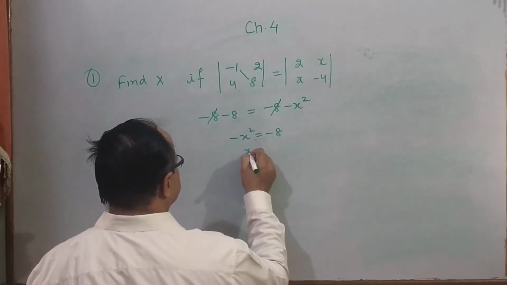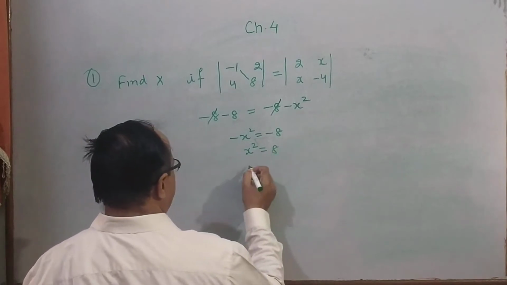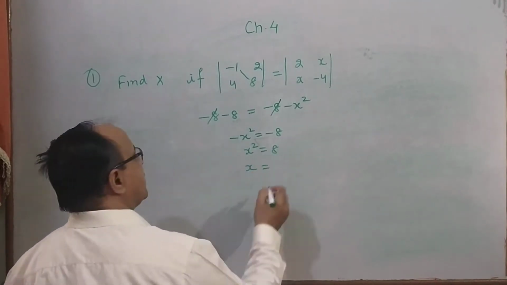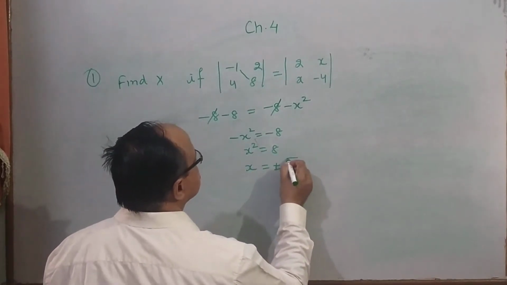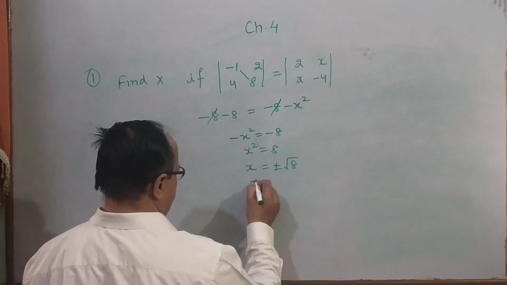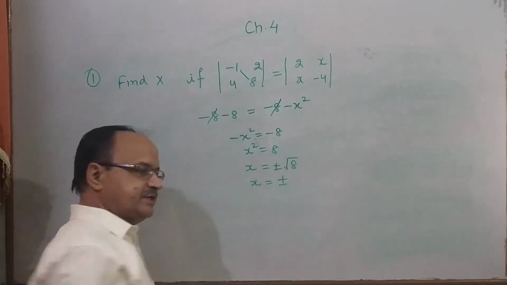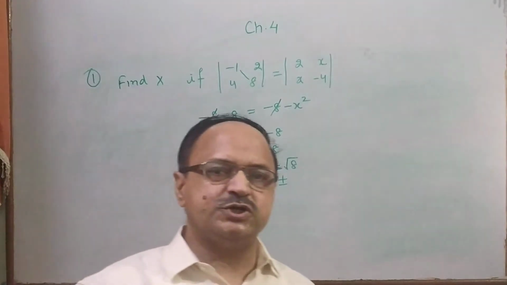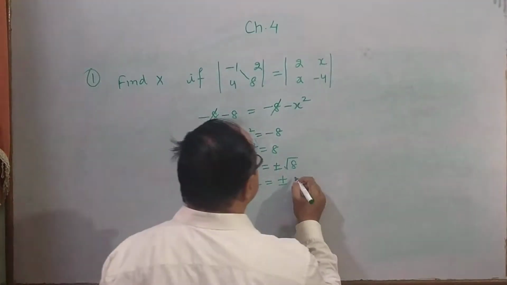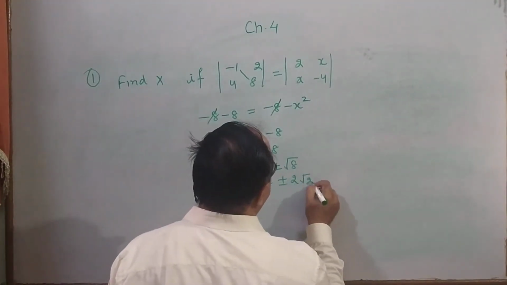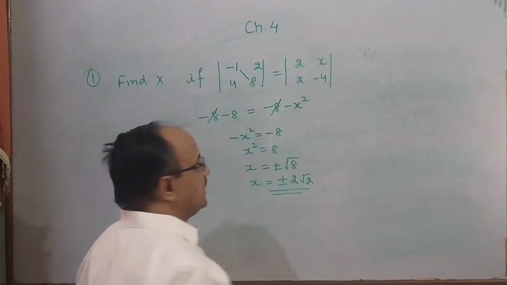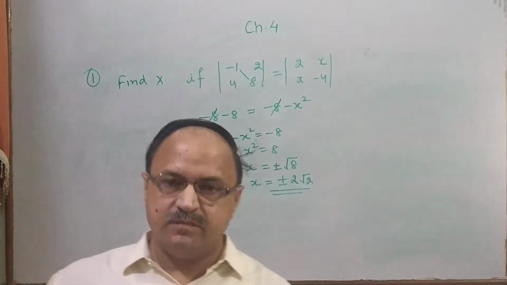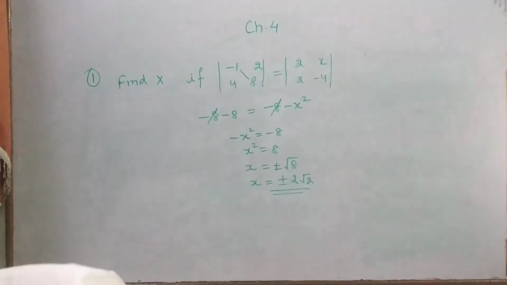and therefore x square is equal to 8, and taking square root of both sides, then you will get root 8. X is equal to plus minus root 8. Root 8 means when you simplify 4 into 2, then it becomes 2 root 2. Answer. These are very simple questions. One more question, board question.